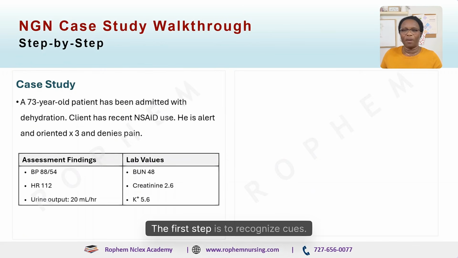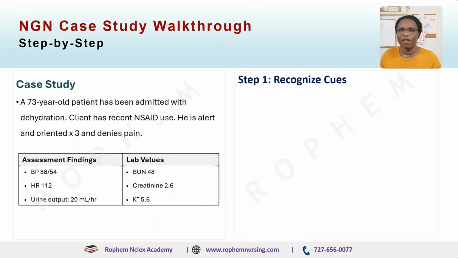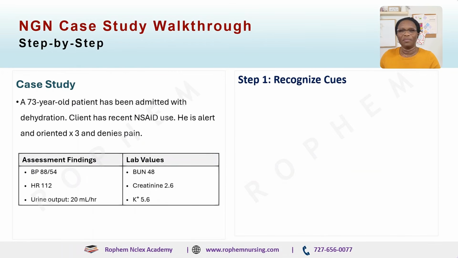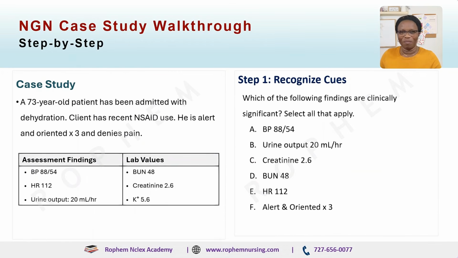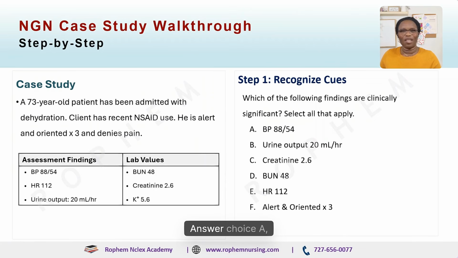The first step is to recognize cues. So I want you to take a look at the patient information. Are there any data you are concerned about? Now look at this question. Which of the following findings are clinically significant? Select all that apply. Answer choice A, blood pressure of 88/54. B, urine output of 20 milliliters per hour. C, creatinine of 2.6. D, BUN of 48.